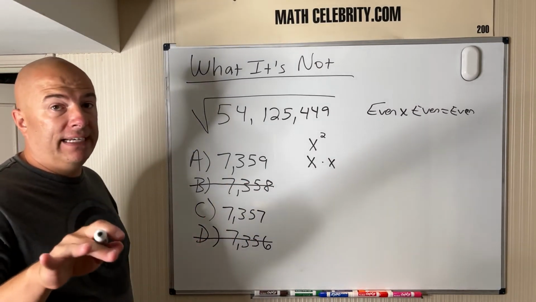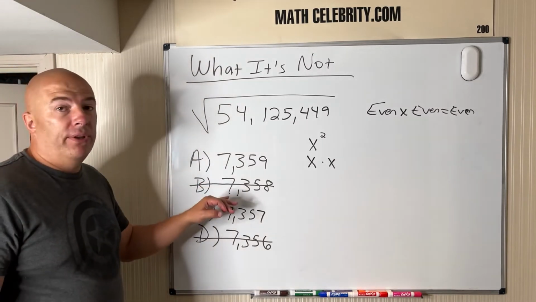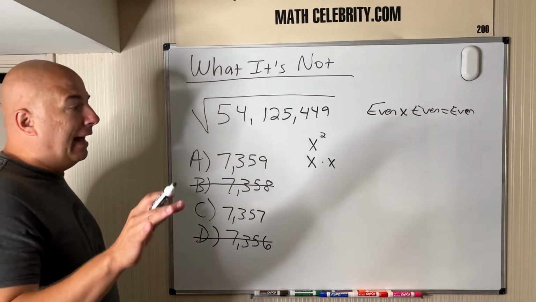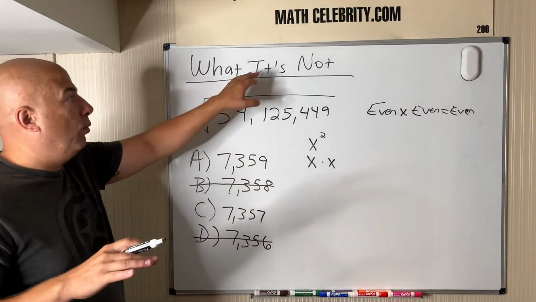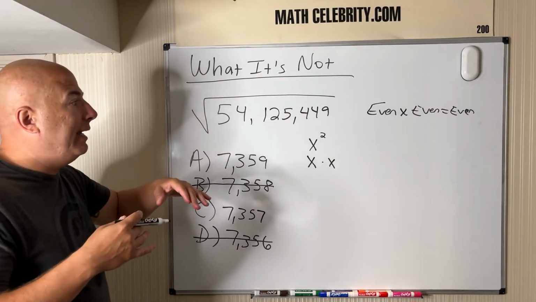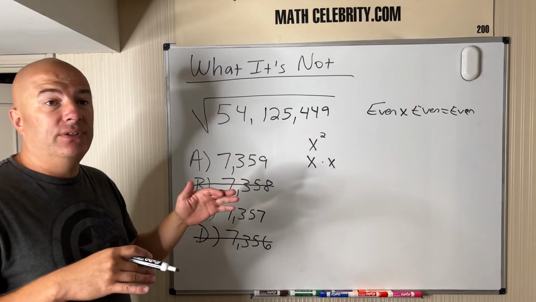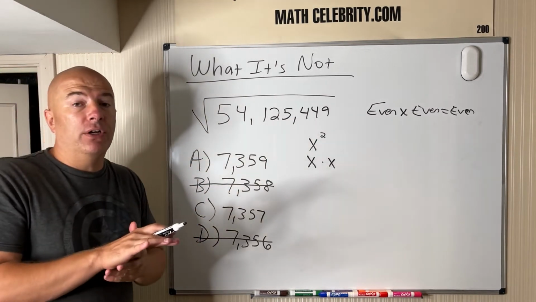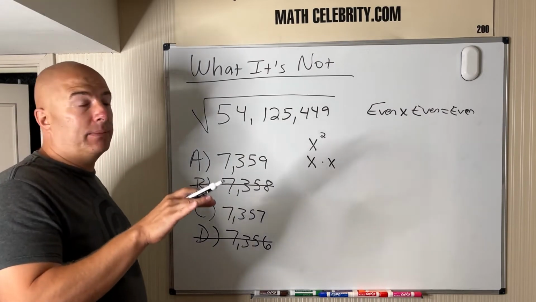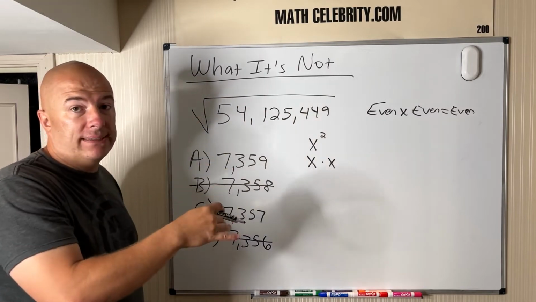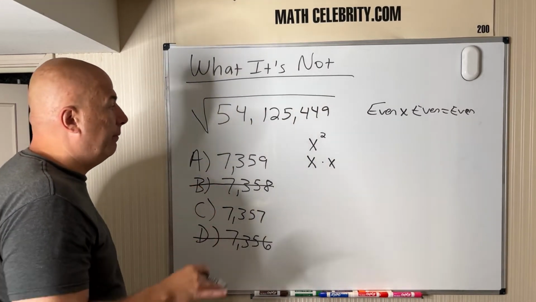So even if we have to guess, we've doubled our odds from 1 out of 4 to 1 out of 2. And this is what's called what it's not. We want to take away what this answer couldn't be, and eventually we'll back into a limited amount of choices or the only choice possible to what it is. So using what it's not, we cut out what it's not and we eventually find what it is.